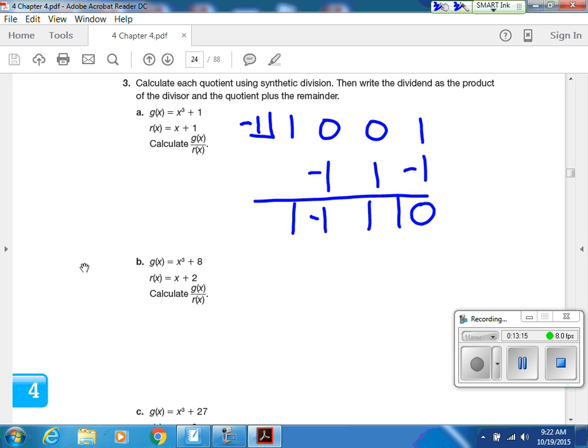Alright, so this becomes what? 1x squared minus x plus 1. That was x to the third. It drops 1 degree. It loses 1x. So it's not going to be x to the third anymore. It's going to start as x squared. Loses 1 degree. Alright, this one is for you on your own.